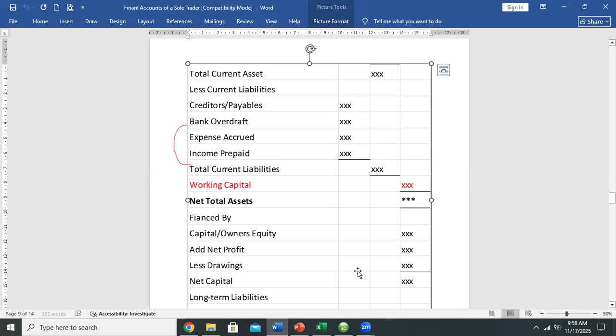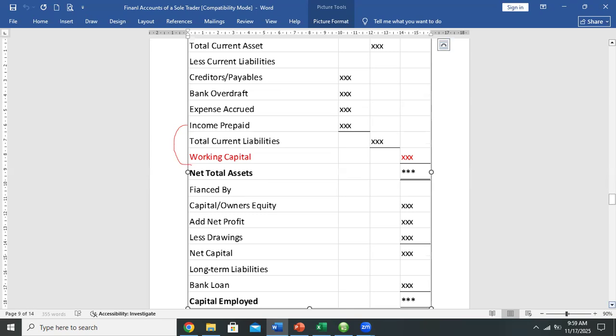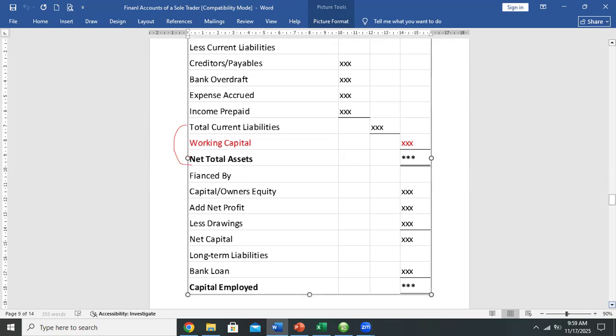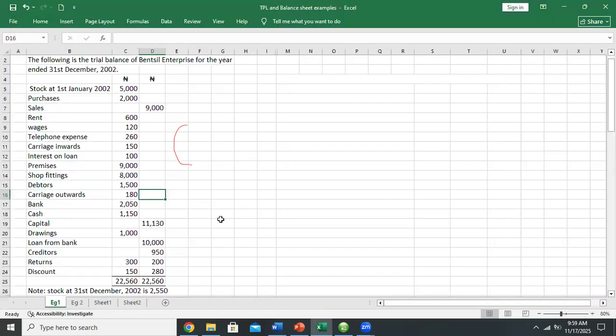And then after doing that adjustment, adding the profit and less drawings, you add on your long-term liability, which is your bank loan. And that'll give you your capital employed. So your capital employed is always supposed to be equal to your net total asset. If not, then it means there's a problem somewhere. Okay. So this is your balance sheet. Professors, let's start looking at the first illustration and how we can prepare the balance sheet.